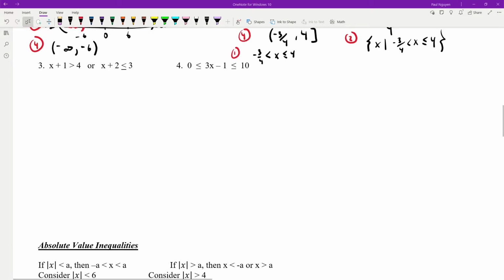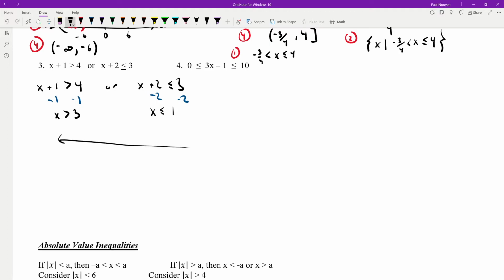Here we have an or separating our inequalities for this compound inequality. On the left, I have x plus 1 is greater than 4. To solve this, I'll subtract 1 from both sides, and I'll get x is bigger than 3. Or x plus 2 is less than or equal to 3. To solve this, I'll subtract 2 from both sides to get the x by itself. And I have x is less than or equal to 1.